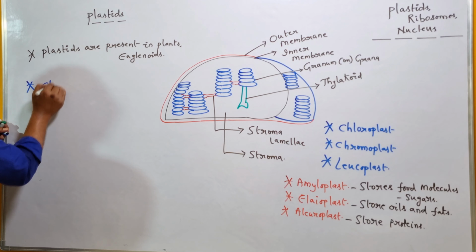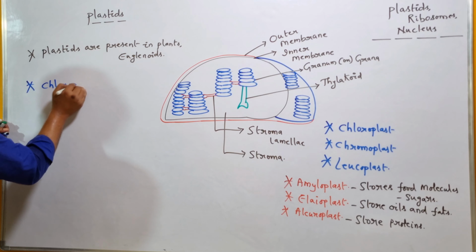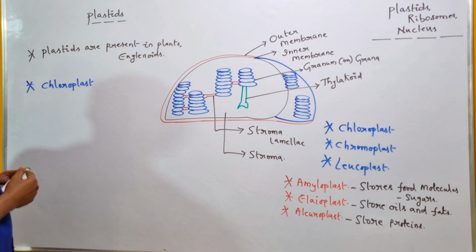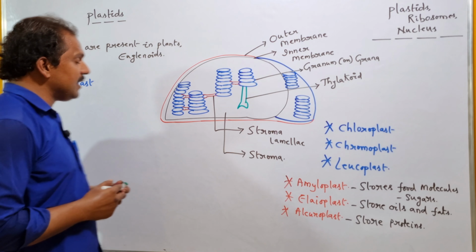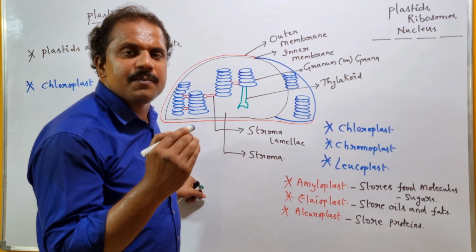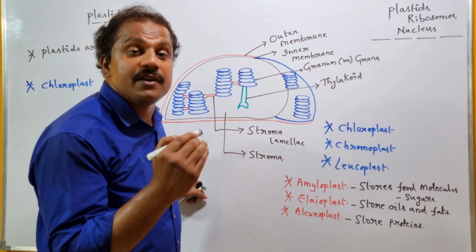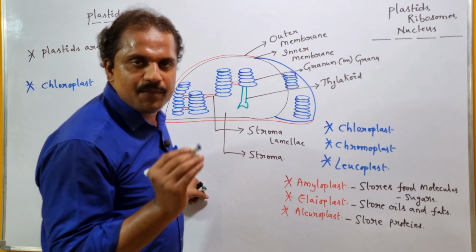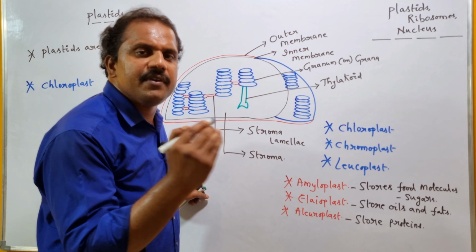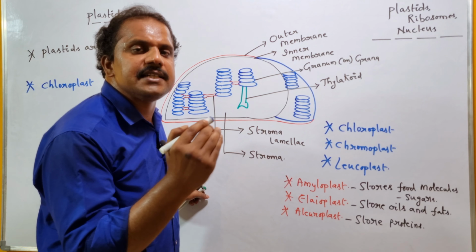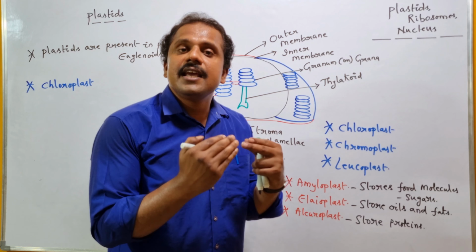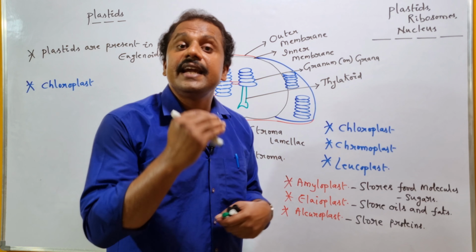Chloroplast. Here, in order to understand the structural organization of plastids, we can take advantage of the structural organization of chloroplast. Chloroplasts are the specific plastids most commonly observed in the mesophyll region of the plant body. Is it clear? Within the mesophyll region of the plant body, we can observe the specific plastids, which are nothing but what? Chloroplasts.